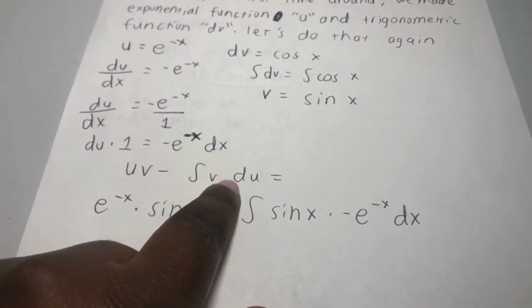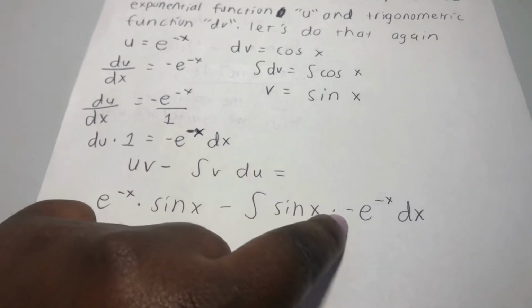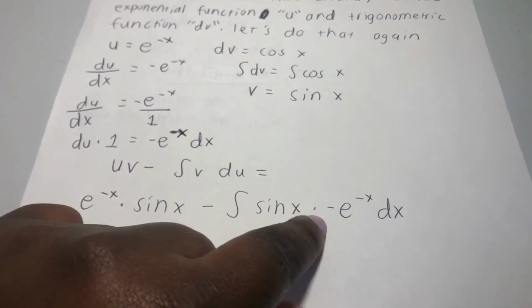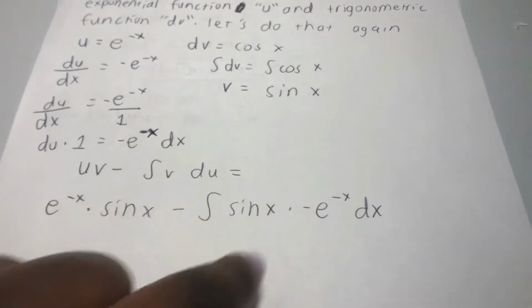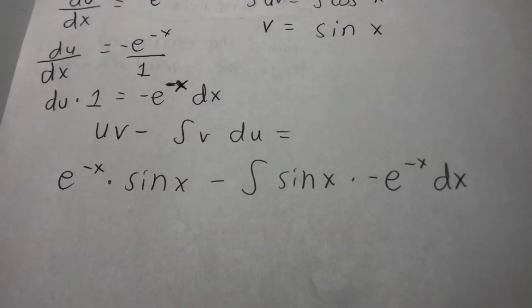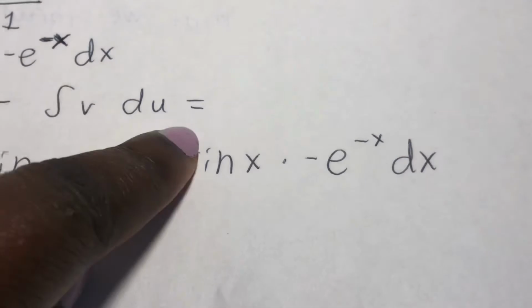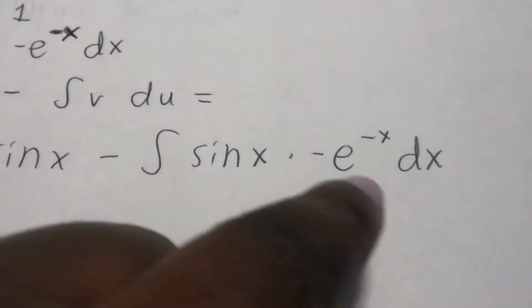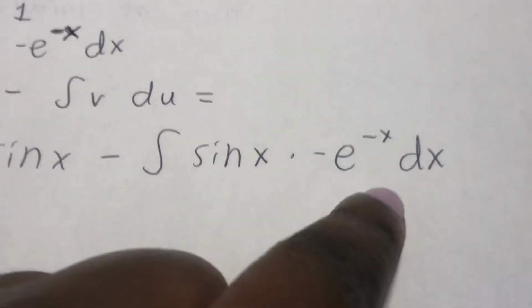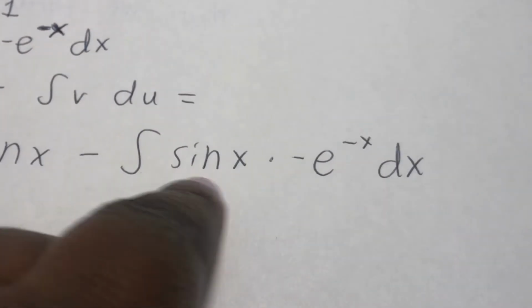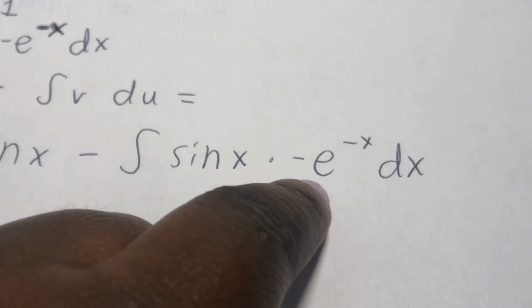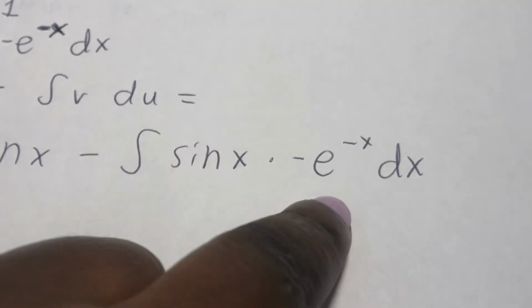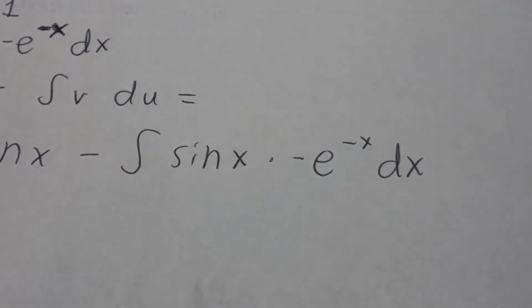And du is negative e to the negative x dx, so it's sine x times negative e to the negative x dx. If we just focus on this part, the integral of v du, this is still two functions. Sine x and negative e to the power of negative x are still two functions multiplied by each other. So we would have to do integration by parts again. And it's just going to keep going and keep repeating. You see what I'm saying?